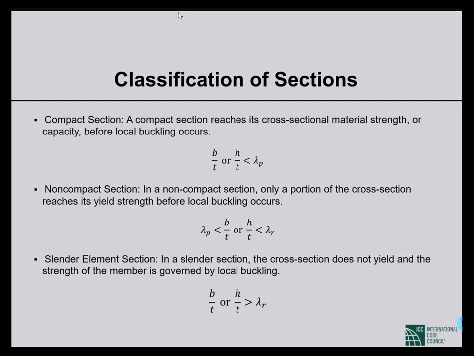By compact section, we actually predict how these sections will fail, when they will fail, and how they will fail. And for non-compact sections, how they will fail. And we are bringing in another term, slender elements. A slender element section is a section that has some slender elements in it.